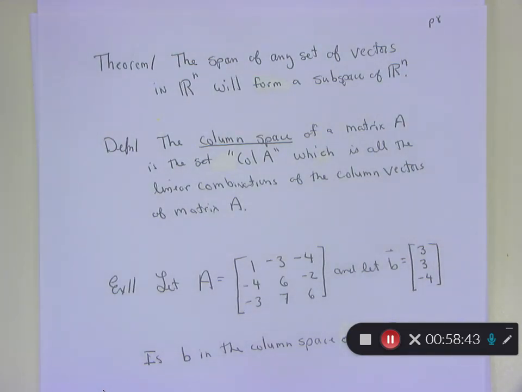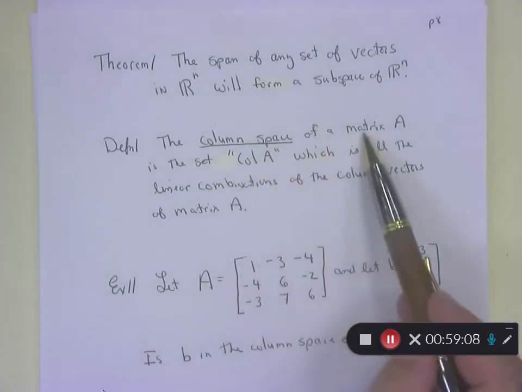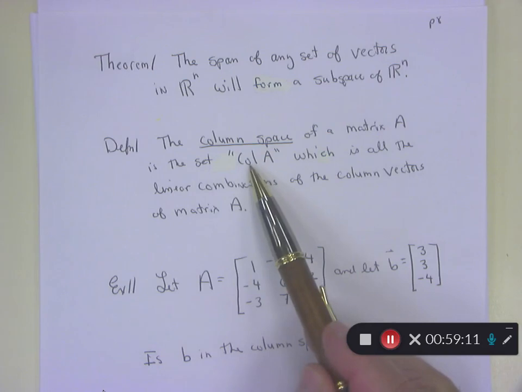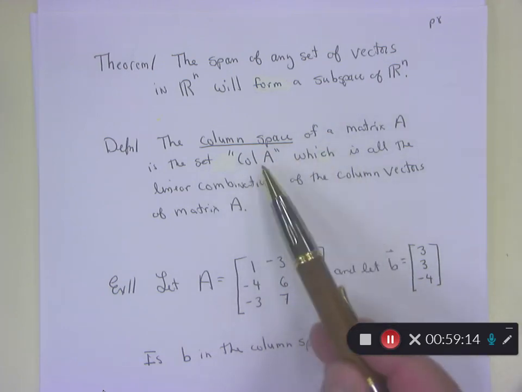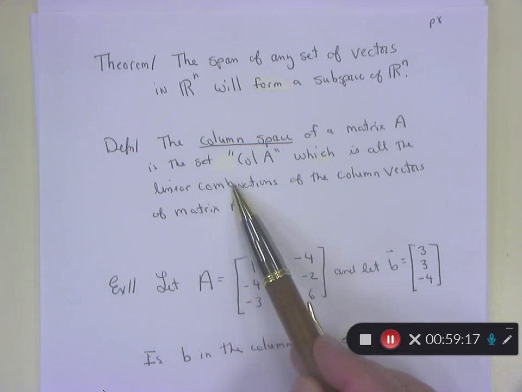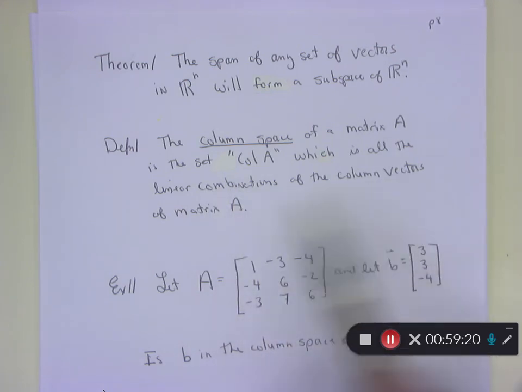So now we're going to talk about particular types of subspaces. Remember, we're going back to the linear transformation material, and any linear transformation can be represented by a matrix. So the first thing we'll talk about with a matrix A is a particular set of vectors being a subspace. We call it the column space. Definition: the column space of a matrix A, which we call COL A, is the set of all linear combinations, aka the span, of the column vectors of matrix A.